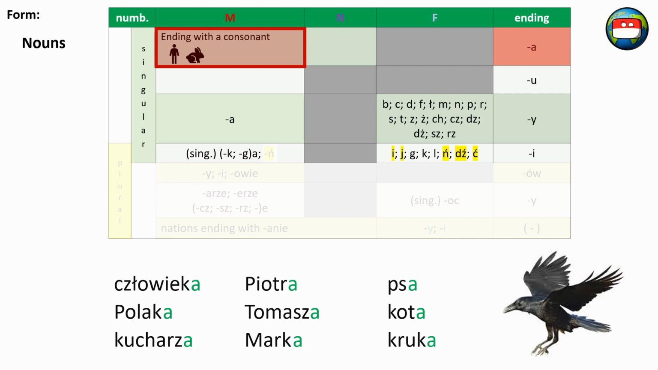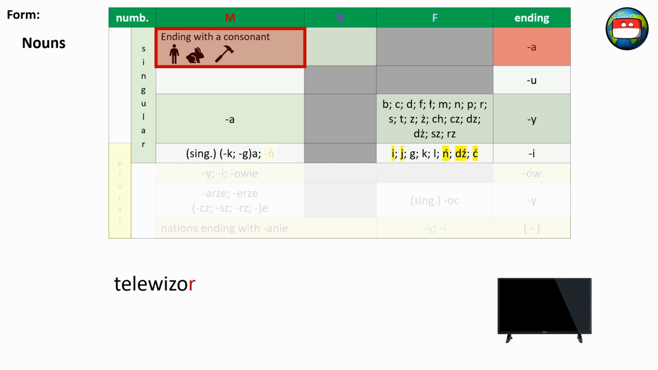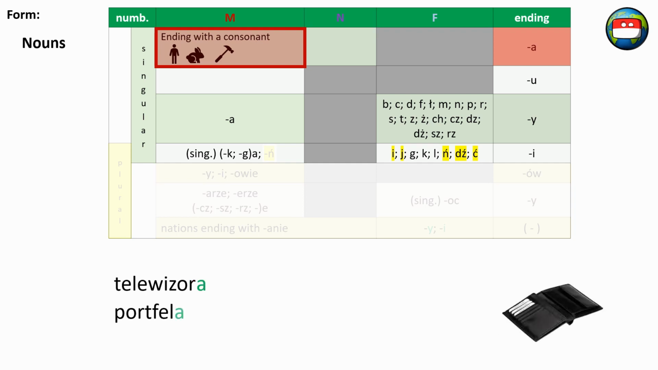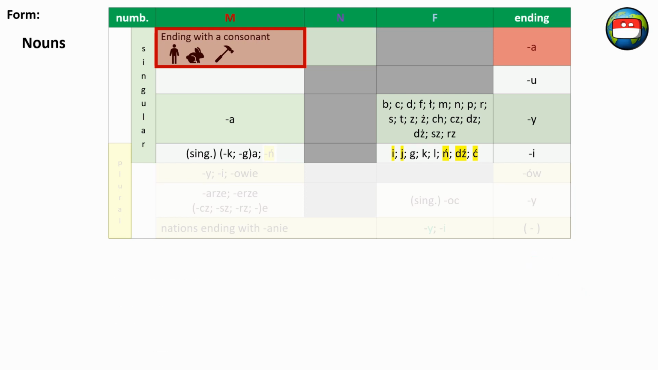Some inanimate masculine objects have this ending as well in genitive. Telewizor, telewizora, portfel, portfela, koszyk, koszyka. The last group of words that applies this ending would be names of cars and other trademarks. For example, Ford, Forda, Golf, Golfa, Mercedes, Mercedesa.